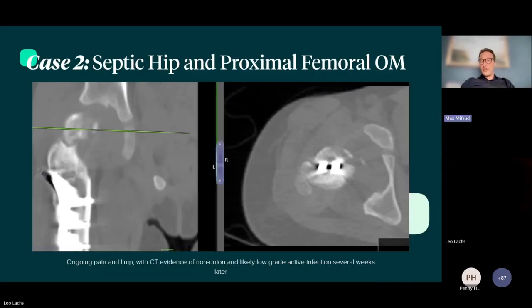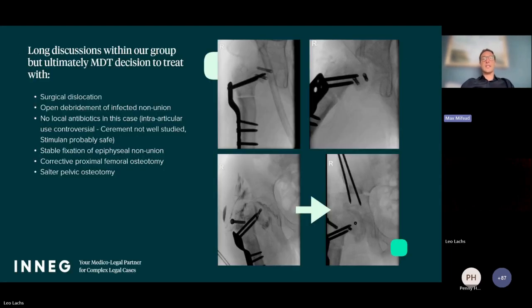At that point, she was referred to my care. We got some cross-sectional imaging, as always, CT scan and MRI, and you can see here that the bone still hasn't healed, and there are changes within the bone showing that there is active infection going on. I took her through a complex case MDT with other surgical colleagues and with my bone infection colleagues.